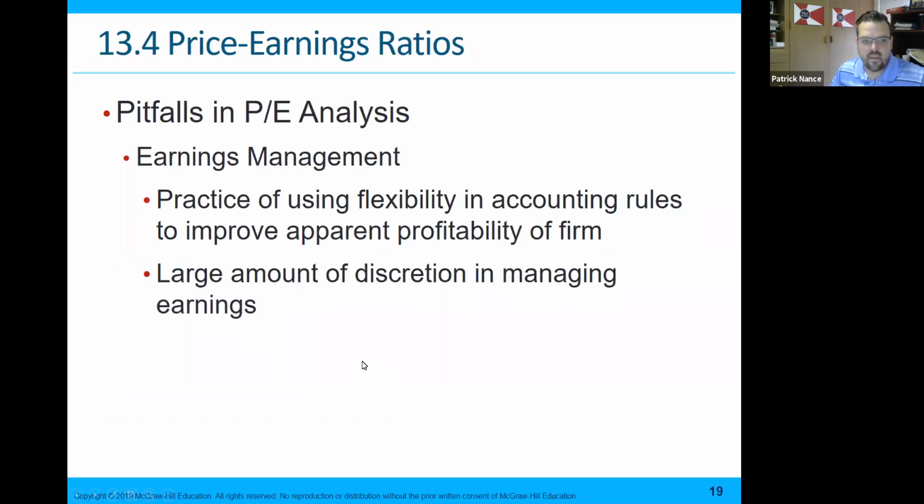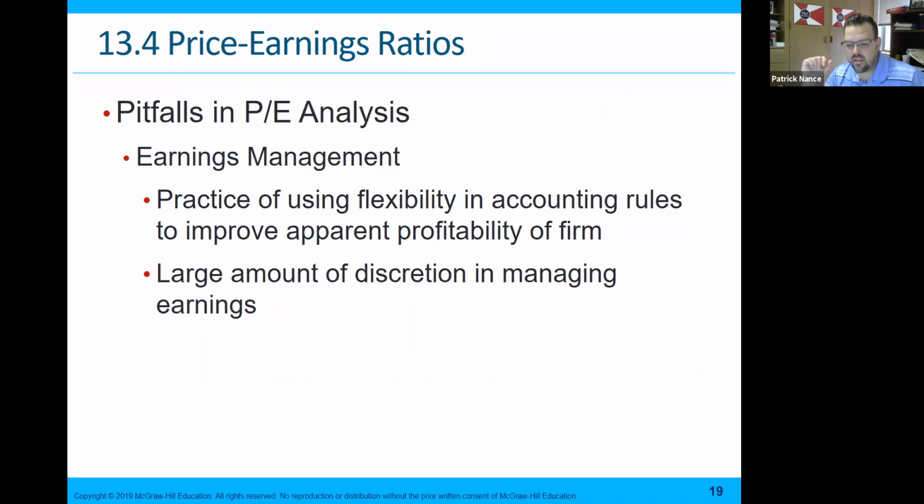This chart. The pitfalls of PE analysis. It's not perfect. PE is a good analysis to use and one that is often one of the top ones used by investment firms. But there are limits to it. Earnings management is one of them: the practice of using flexibility in accounting rules to improve the apparent profitability of a firm.